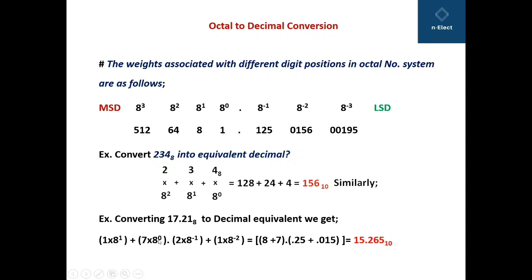Now 7 into 8 raised to power 0 plus 1 into 8 raised to power 1. On the right hand side of the octal point, we have written 2 into 8 raised to power minus 1 plus 1 into 8 raised to power minus 2. And when we perform this, we will get 15.265 decimal. So this is how the given fractional octal number is converted into its decimal.